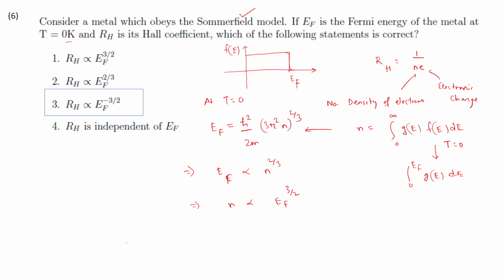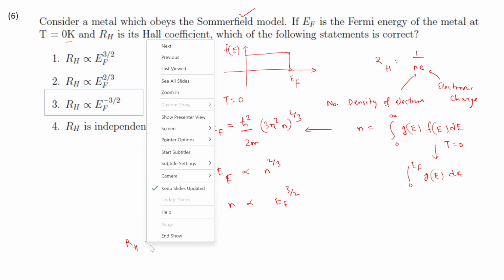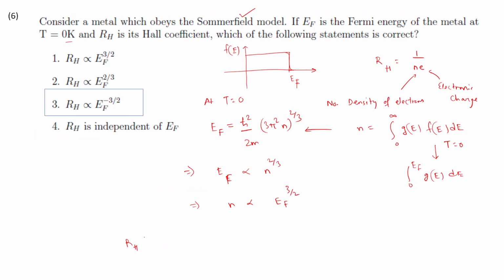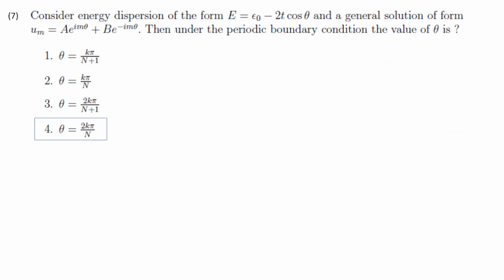Now we know that the Hall coefficient is 1 over ne, which is inversely proportional to n, and n is directly proportional to EF to the power 3 by 2, so it is EF to the power minus 3 by 2. So this is your desired answer. I hope this is clear. Now let us go to the next question.